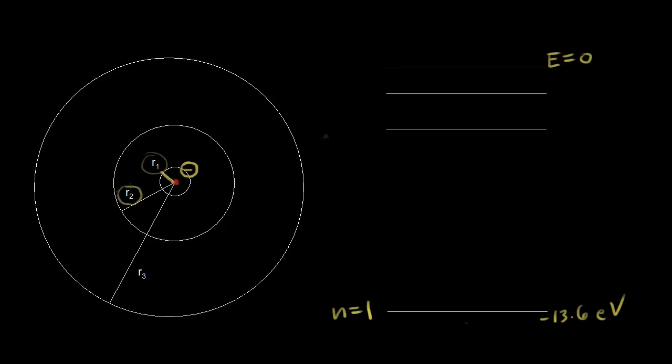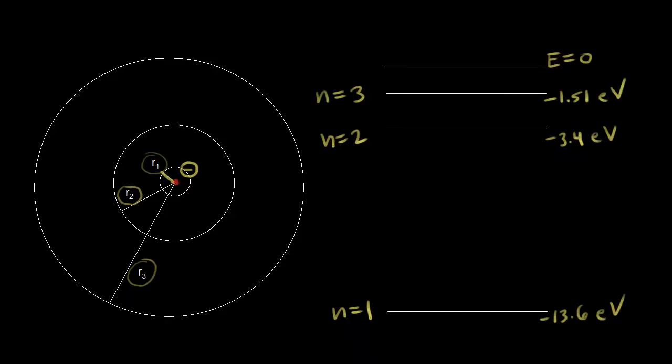Right, so that's n is equal to 2, and we just calculated that energy is equal to negative 3.4 electron volts. All right, and then let's say the electron was at r3 from the nucleus. That's when n is equal to 3, and once again, we just calculated that energy to be equal to negative 1.51 electron volts. And so it's useful to compare these two diagrams together because we understand this concept of energy much better.